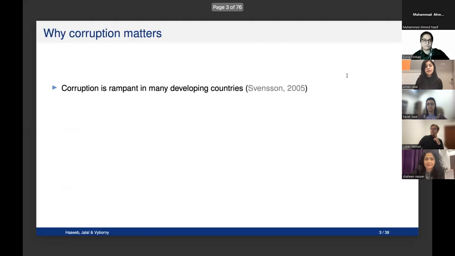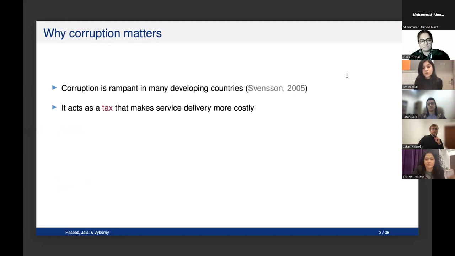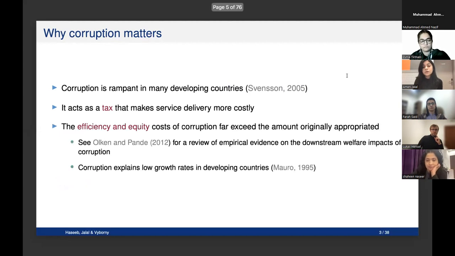I probably don't need to motivate a lot for this audience why corruption matters, but just a very quick backdrop is that corruption is rampant in many developing countries, and beyond just the fact that it acts as a tax on service delivery and makes service delivery more costly, the efficiency and equity costs of corruption far exceed the amount that was originally stolen.